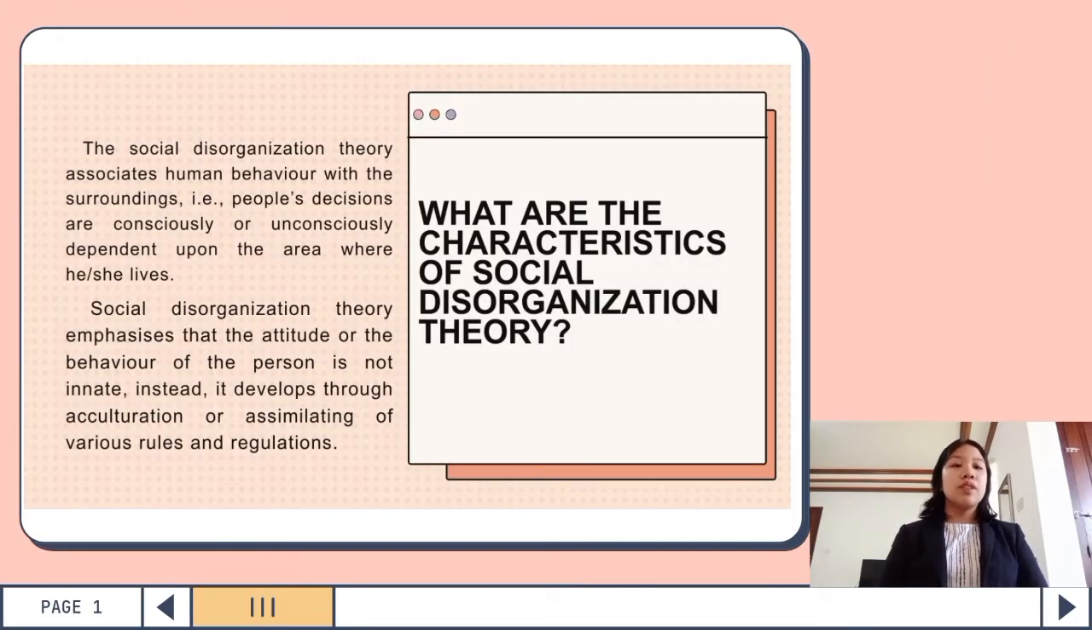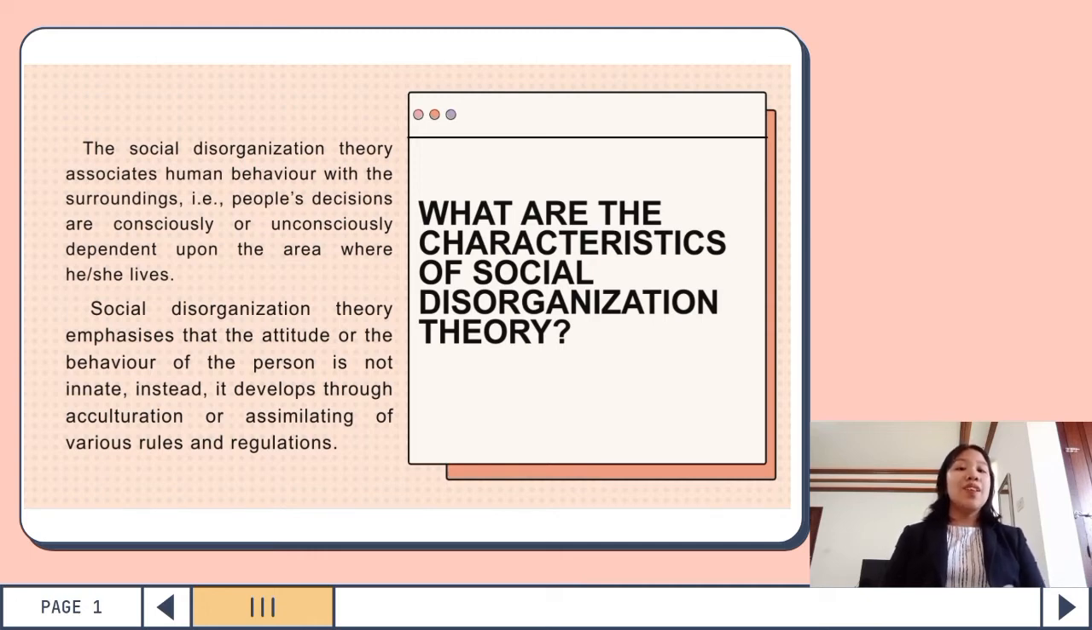What are the characteristics of social disorganization theory? The social disorganization theory associates human behavior with the surroundings. People's decisions are consciously or unconsciously dependent upon the area where he or she lives. Social disorganization theory emphasizes that the attitude or the behavior of the person is not innate. Instead, it develops through acculturation or assimilating various rules and regulations.